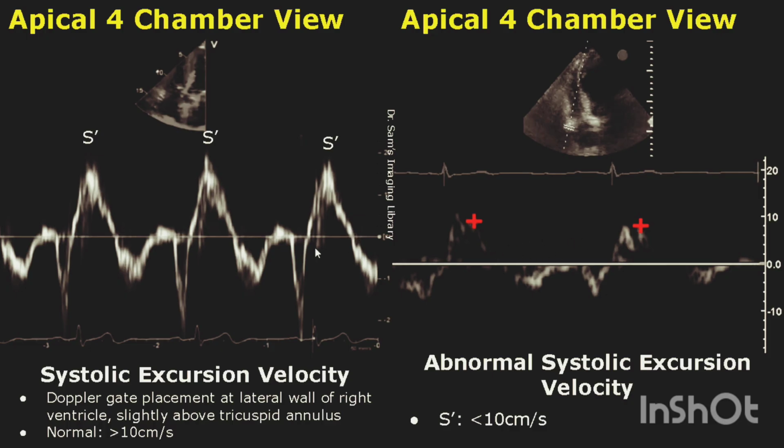dysfunction. Doppler gate is placed at the lateral wall of right ventricle slightly above tricuspid annulus, and we will get this waveform. This is the systolic excursion velocity. Normally, it is more than 10 centimeters per second. This case is of an abnormal systolic excursion velocity. We see a reduced velocity. It is less than 10 centimeters per second.